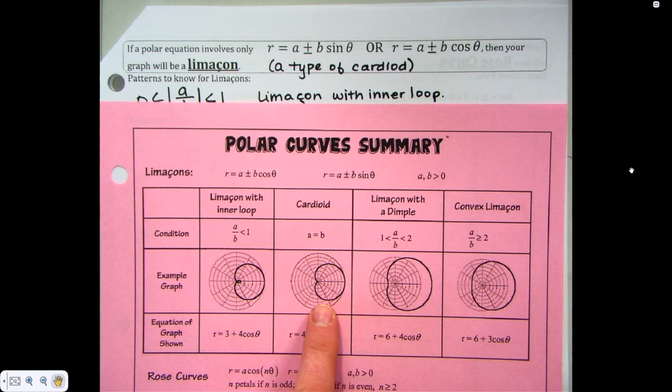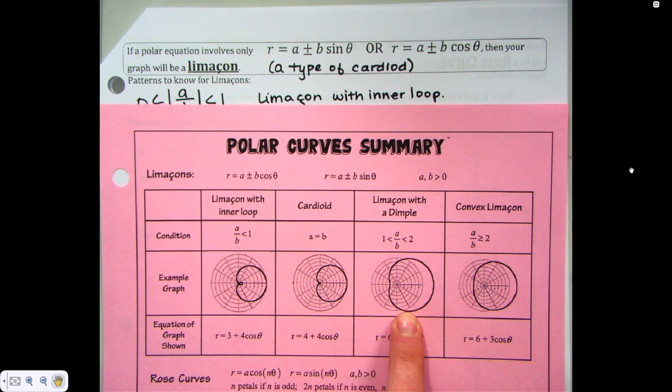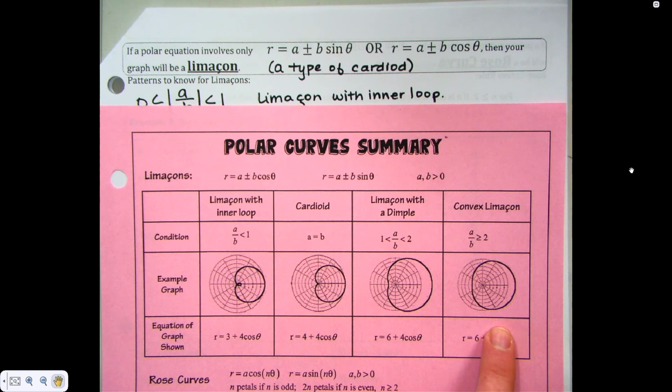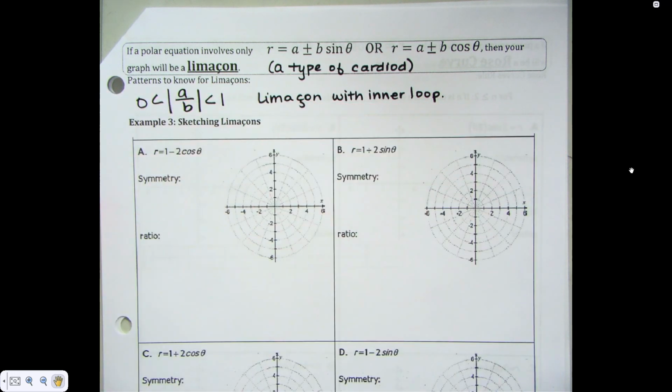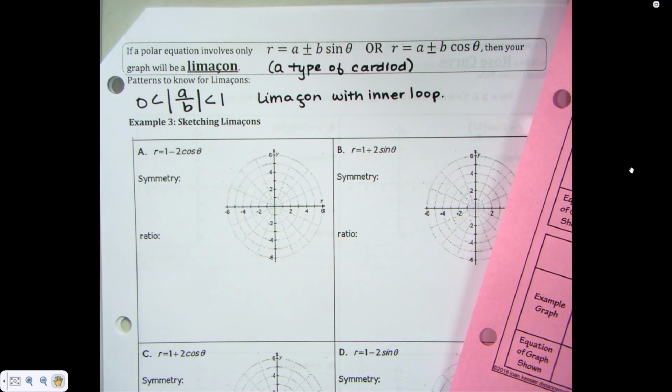So you have your true cardioid. We've talked about the dimpled limacons. The one that we skipped over was a convex limacon, so make sure you check that one out on the note set. But we have this one right here, and if you notice, there's a tiny little loop on the inside, and we're going to talk about how to graph those. How you know that you'll have an inner loop is when the ratio of A to B is somewhere between your 0 and your 1.